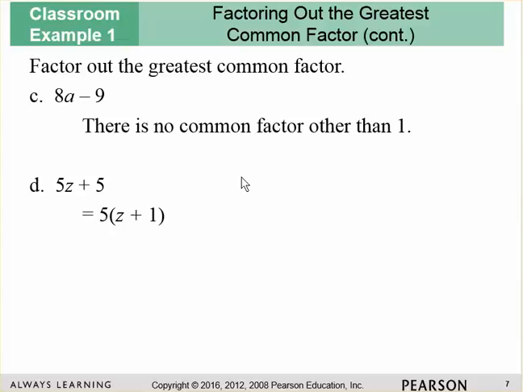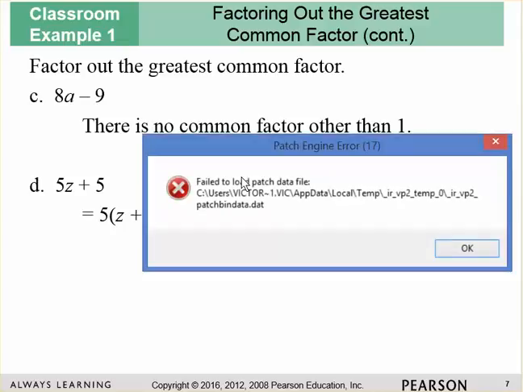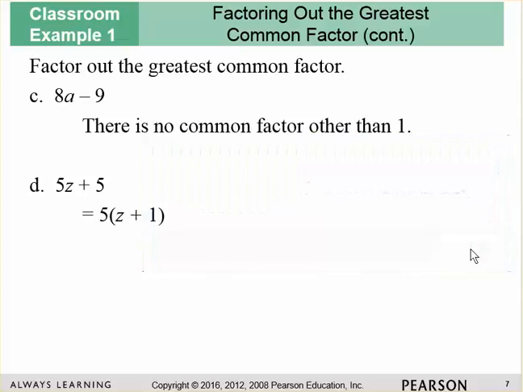In example C, 8a minus 9, there is no common factor because 8 is 2 times 2 times 2, and 9 is 3 times 3. A is only in the first term, so it is already factored. And in example D, we have a 5z plus 5. And often we get confused about what's going to be left when we take out that 5. Well, it's 5 times z and 5 times 1. So we can remove the 5, and what we'll have left is z plus 1.